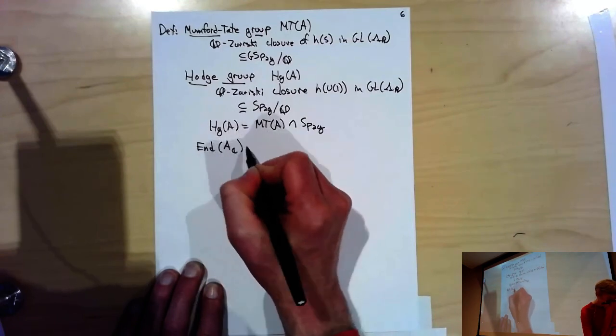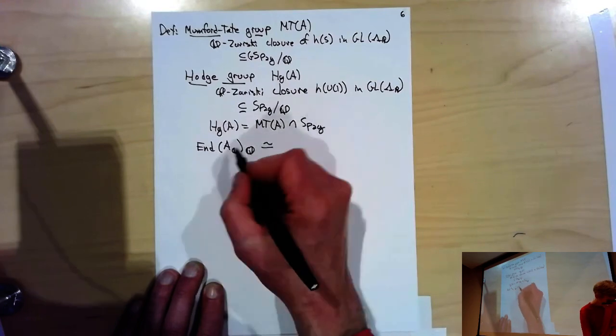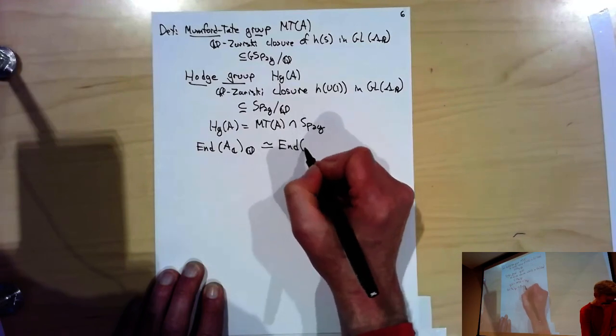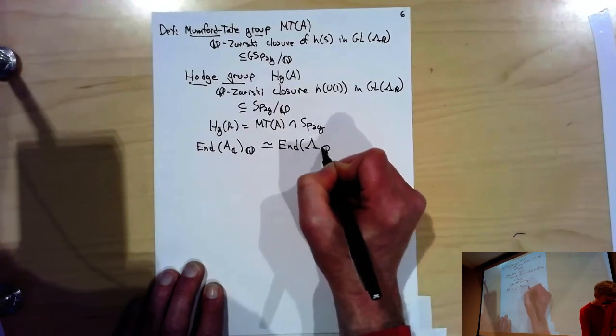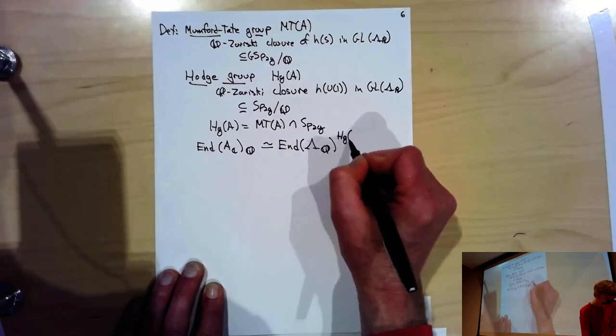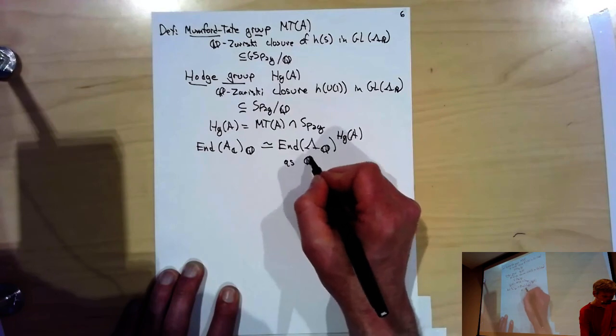I won't use this in this lecture, but I'll just note one of the reasons people care about Hodge groups: if we take the Q-endomorphism algebra of our abelian variety, this is isomorphic to taking our rational Hodge structure and looking at the endomorphisms fixed by the Hodge group. This is an isomorphism as Q-algebras.